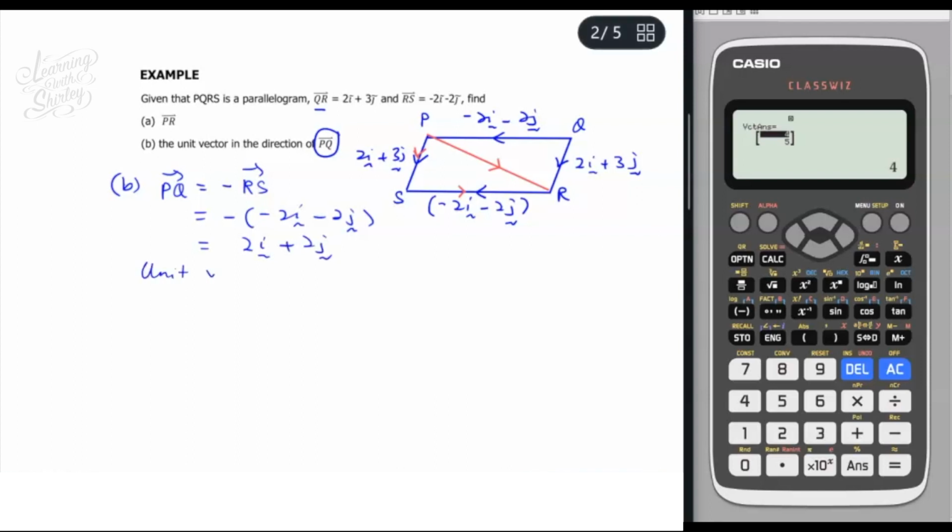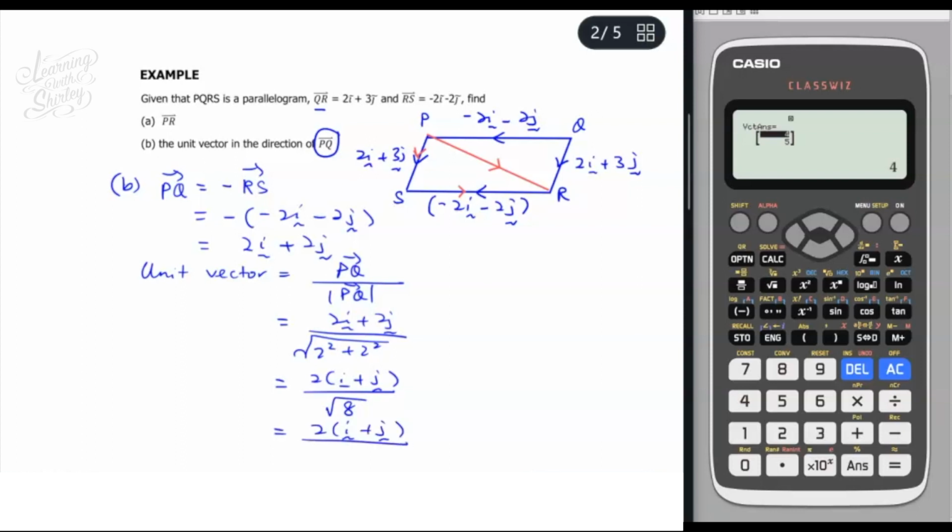So your unit vector is equal to the vector PQ on top and the magnitude of PQ at the bottom. So vector PQ is 2i plus 2j, over the square root of 2 squared plus 2 squared. This is how we find the magnitude. So we factorize the 2 out. The bottom will be root 8, which we can write as square root of 4 times 2. I do it step by step.